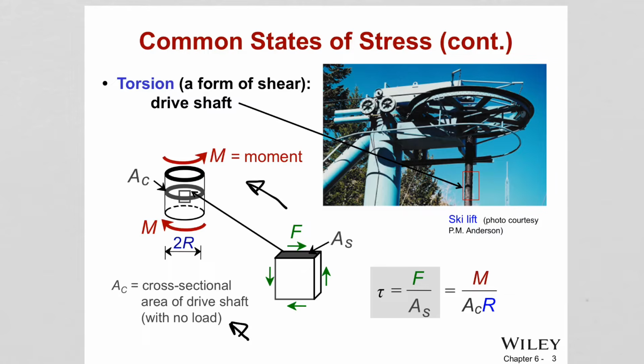And A C is the original cross-sectional area. So the shear stress here is defined as, again, the force over area. If we look at a small unit within this shaft, or you can write it as, instead of force, you can say moment over the radius, and with the original cross-sectional area.